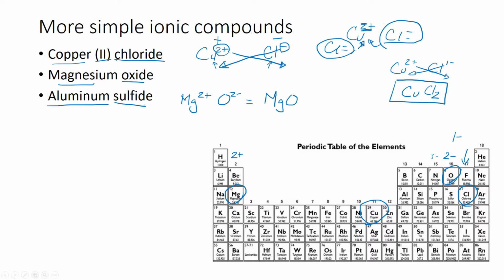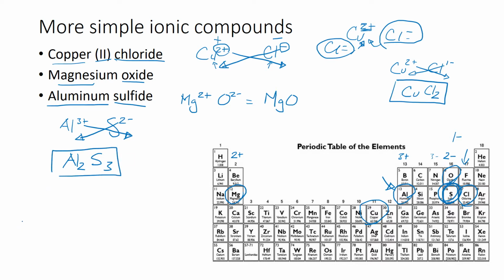Finally, aluminum sulfide. Aluminum is right here. I don't know if you remember, but everything in this column will make a 3 plus ion. So this becomes Al3 plus. Sulfide is right here. Sulfide, that's a 2 minus. S2 minus. They don't cancel out. So we do the old crisscross applesauce. This becomes Al2S3. This is the formula for aluminum sulfide.